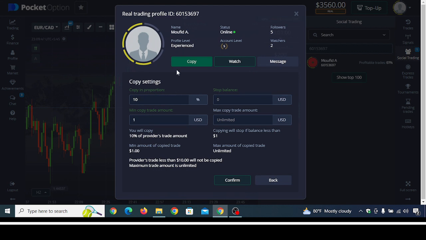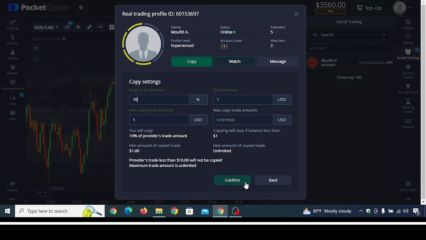And one important thing: in my VIP copy trading channel, I regularly announce how many dollars per trade I am going to do in a certain week or month. You can see that, and according to that you can fix this percentage. I announce it before trading, so you don't need to worry about that.